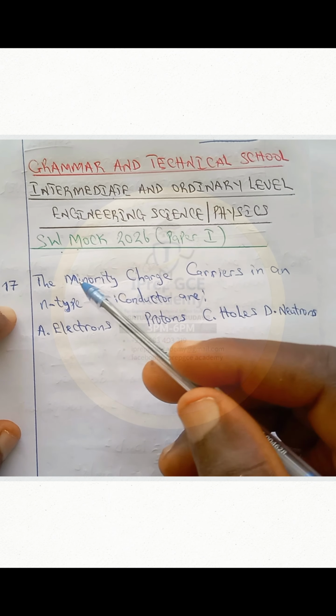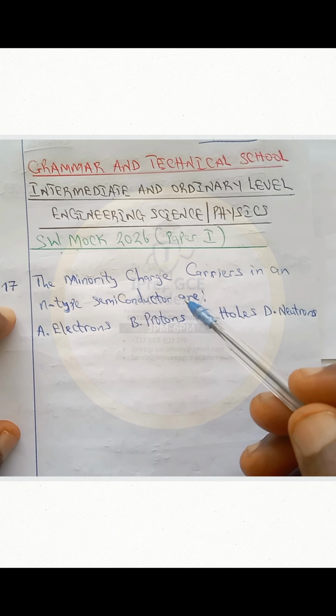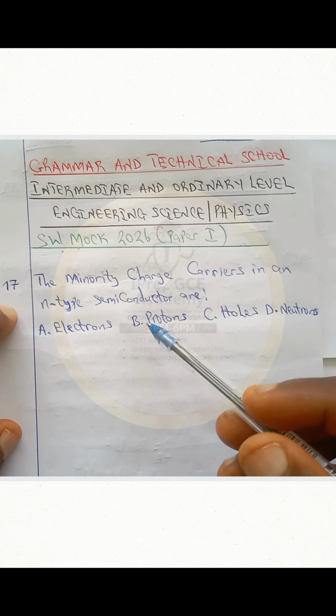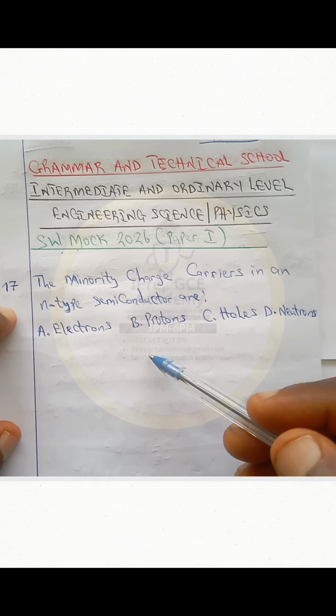The question says the minority charge carriers in an N-type semiconductor are A. Electrons, B. Protons, C. Holes, D. Neutrons. To begin with, what is a semiconductor?